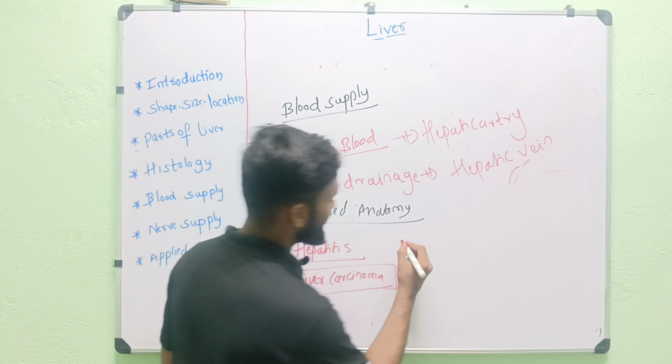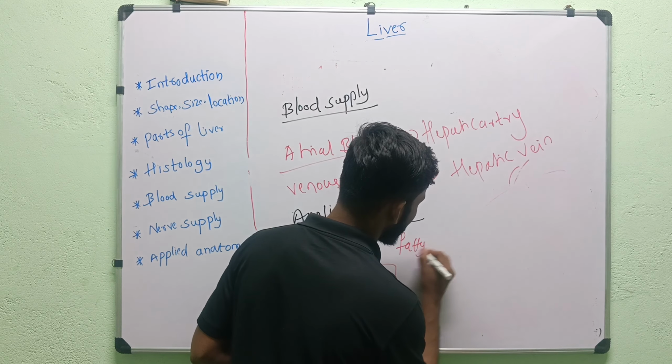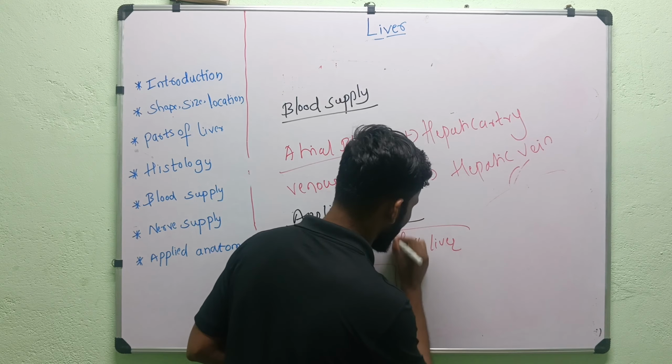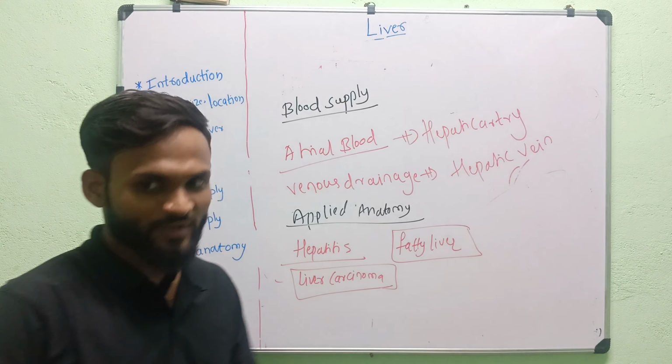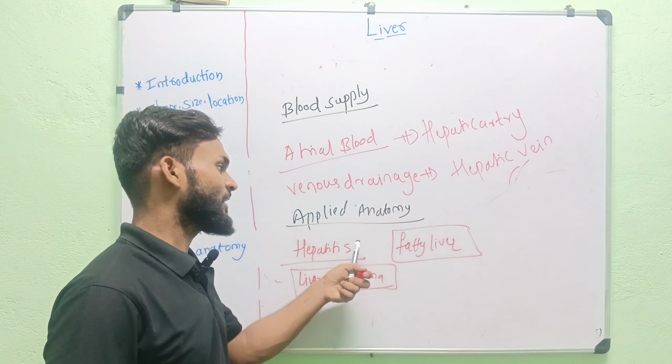And the next condition is fatty liver. There is an accumulation of an excess amount of fat inside your liver, which is known as fatty liver. It is all about the applied anatomy.